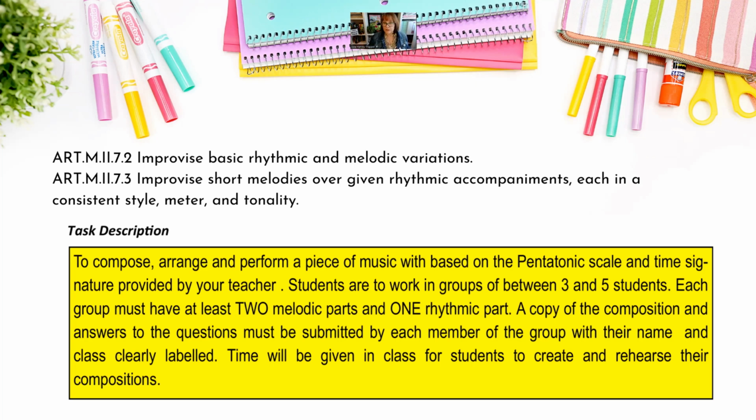The songs that we've chosen were pentatonic songs, and we know that if we said to the kids, use these particular notes, it's going to sound good. That's why. So you can see there, again, between 3 and 5 students. Each group must have at least 2 melodic parts and 1 rhythmic part. So I say the melodic parts, one's got to do the melody. That could be singing if you want it to be.